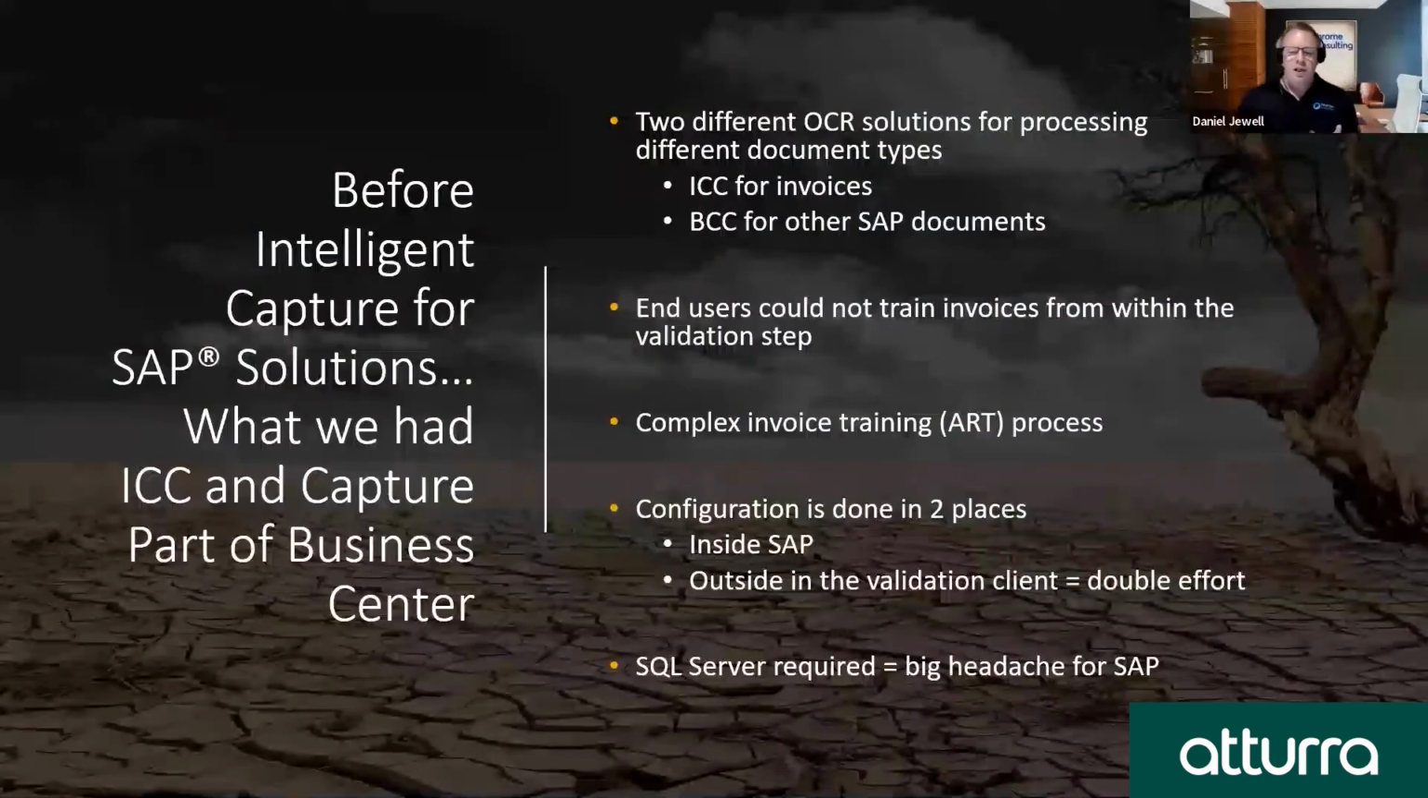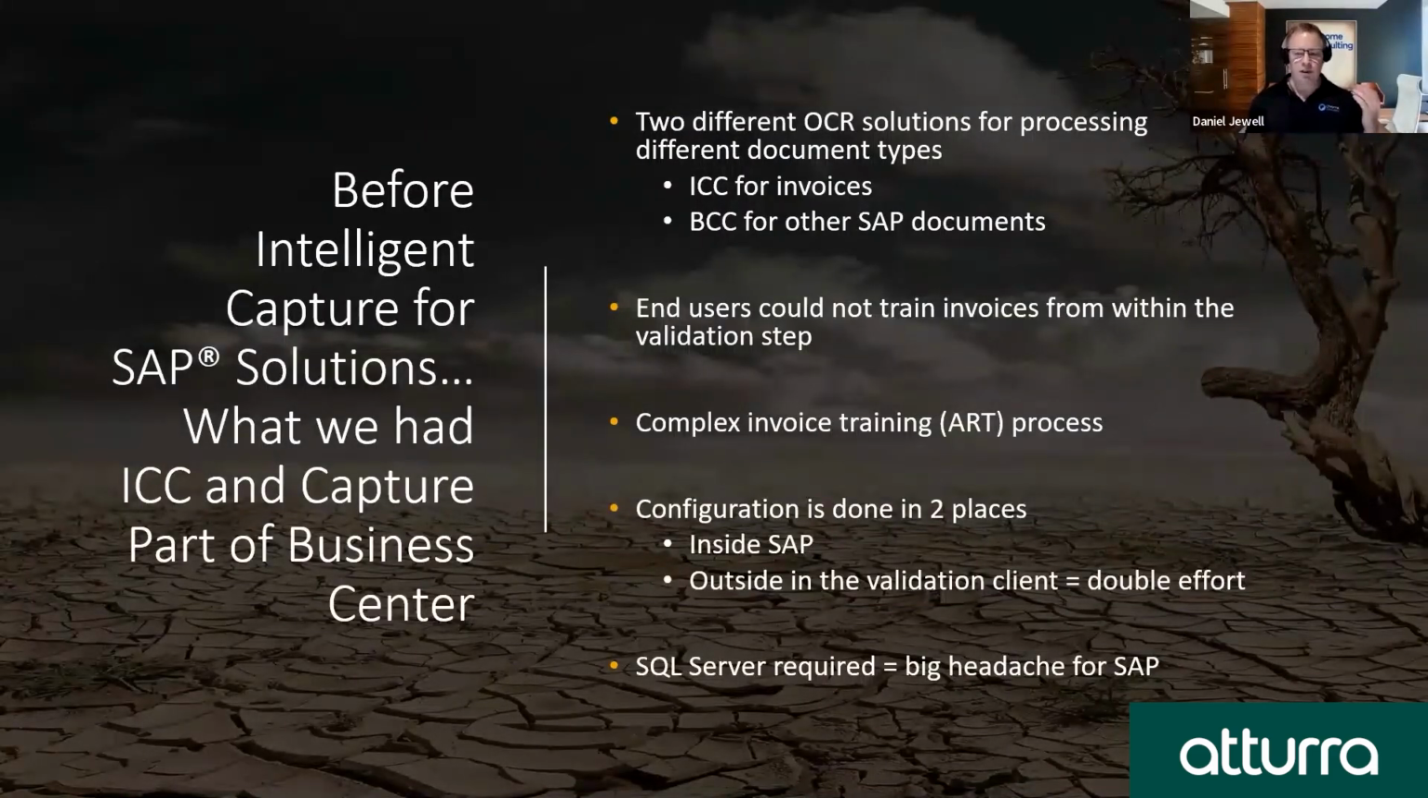So before Intelligent Capture for SAP, there were two solutions. Firstly, there was Invoice Capture Center, or ICC, and then there was Business Capture Center, BCC. So this alone created a lot of confusion, as there was an OCR platform that was sold and implemented differently depending on your use case. So importantly, you couldn't later on change the use case either outside of vendor invoicing.